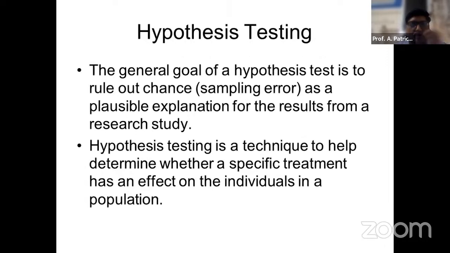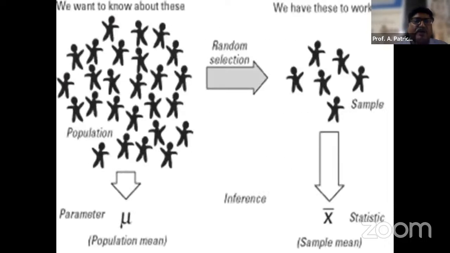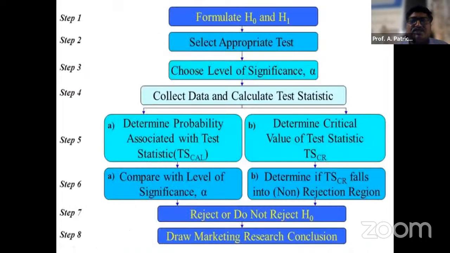So the general goal of a hypothesis test is to rule out chance, or a sampling error. It is a technique which helps you determine whether a specific treatment has an effect on individuals or a population. There is a population; we take a sample, we call it X bar, and we draw an inference. For the population, we call it mu. And these are the steps.